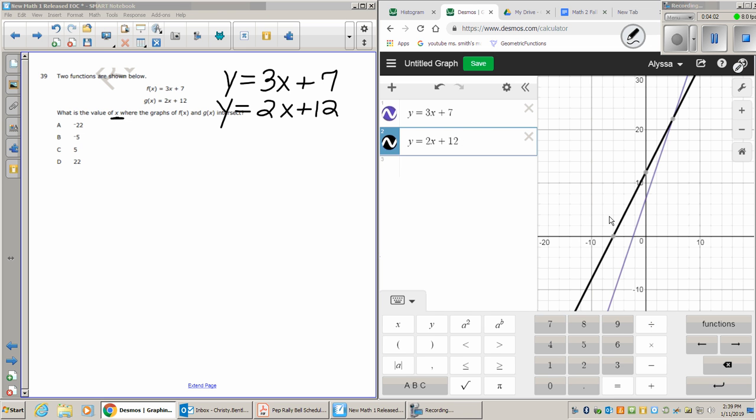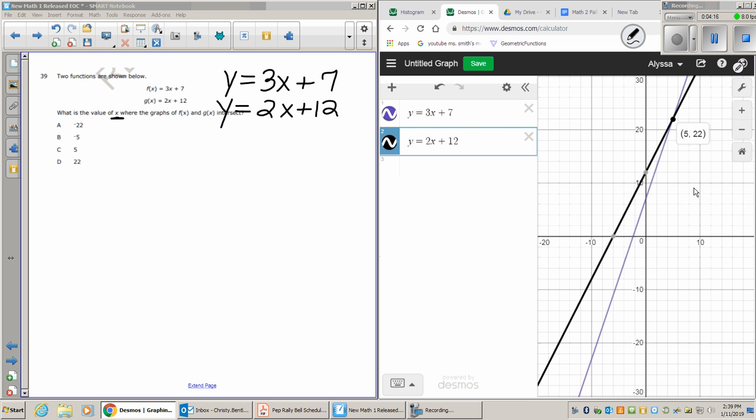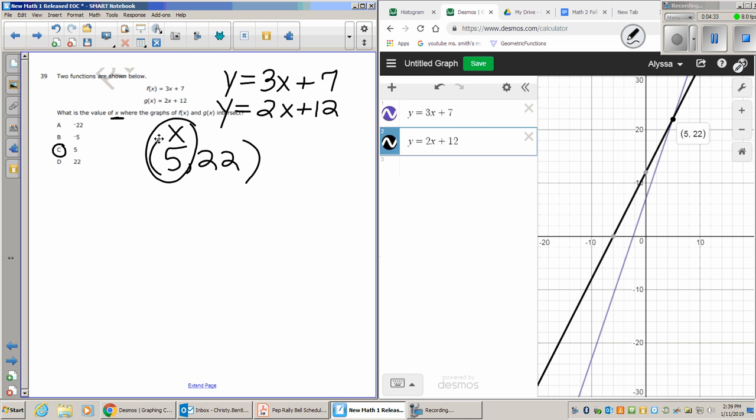Okay, and the window range that I had set for my last problem actually works for this problem. If it did not, you may want to hit the home key just to go back to the default and then zoom out or zoom in as needed. So if we click the point where the 2 lines intersect, our ordered pair is 5, 22. Remember, the first number in the point is your x value, so the answer is 5. So that's going to give us answer choice C. Notice they do have 22 as an answer choice, so make sure you pay close attention to the instructions on whether you're asked to find x or y.